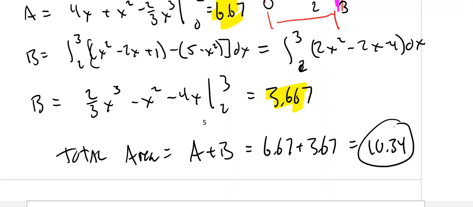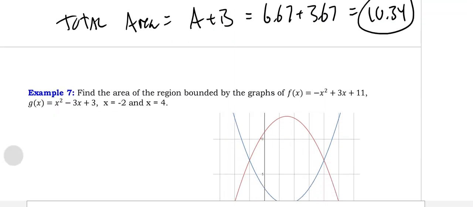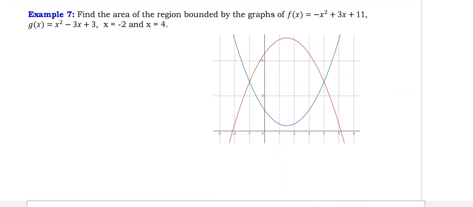Third example, example 7 actually. Find the area of the region bounded by the graphs of f of x equals negative x squared plus 3x plus 7. That's a downturning parabola. So that's going to be the red one. And then we have g of x is x squared minus 3x plus 3. That is the upturning parabola. That's going to be the blue one. And we're going over the bounds from -2 to 4.